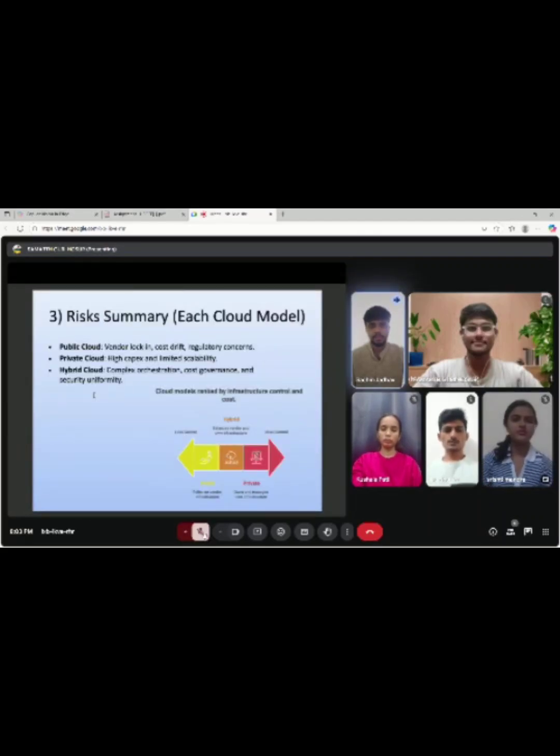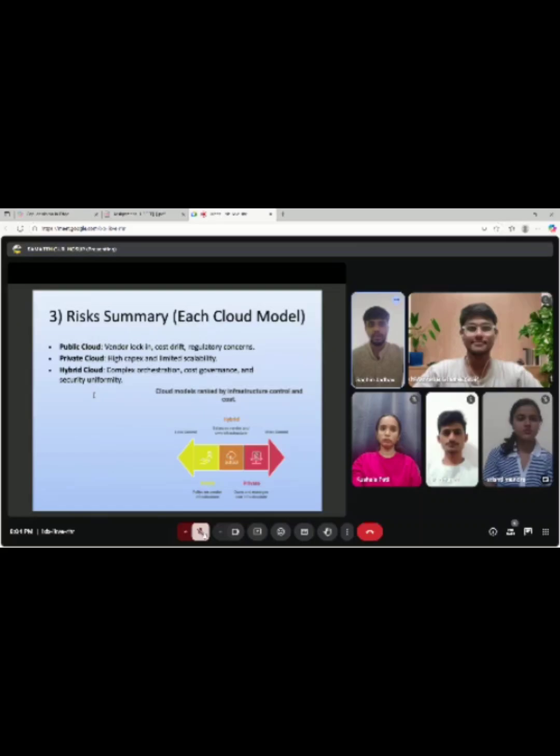Hello everyone, I am Sachin Jadhav. Now let's look at the risk summary for each cloud model, starting with the public cloud. The main challenges are vendor lock-in, cost drift, and regulatory concerns. Once an organization commits to a specific provider, switching becomes difficult, and managing costs and compliance can be tricky.